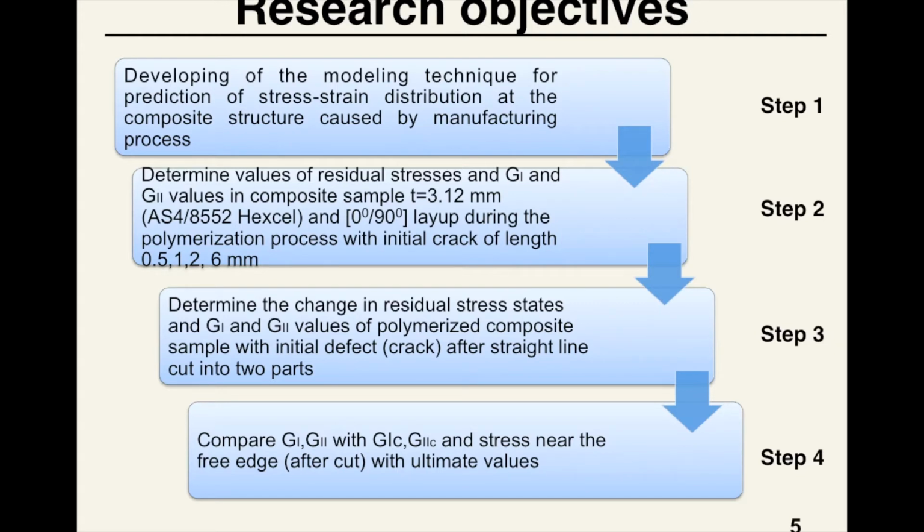On the third step, the sample with the initial crack of different length was virtually cut into two parts. The change of stress and G1 and G2 values were determined after ideal cutout and compared with ultimate.